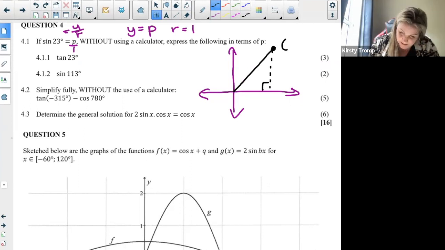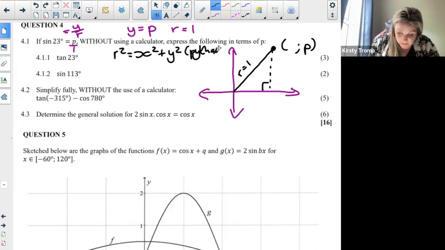So I'm going to have coordinates. I don't know what x is yet. I know that y is p. I know that r is equal to 1. Now I go calculate the thing that's missing. I'm missing x. So r squared equals x squared plus y squared. Reason: Pythag. So to get x squared, I must say r squared minus p squared.